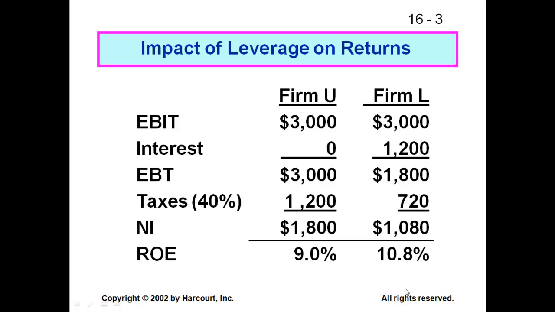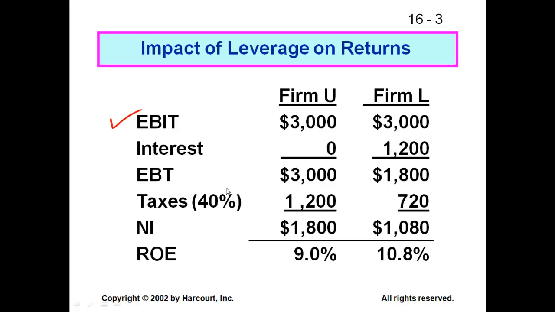Now let's look at the impact of leverage. For firm U and firm L, EBIT is the same, right? Interest for firm U is 0 and for firm L is, do you know where this came from, Vakar? Where did this 1,200 interest come from? 12%. Exactly. So this was the 12% of the 10,000 debt.